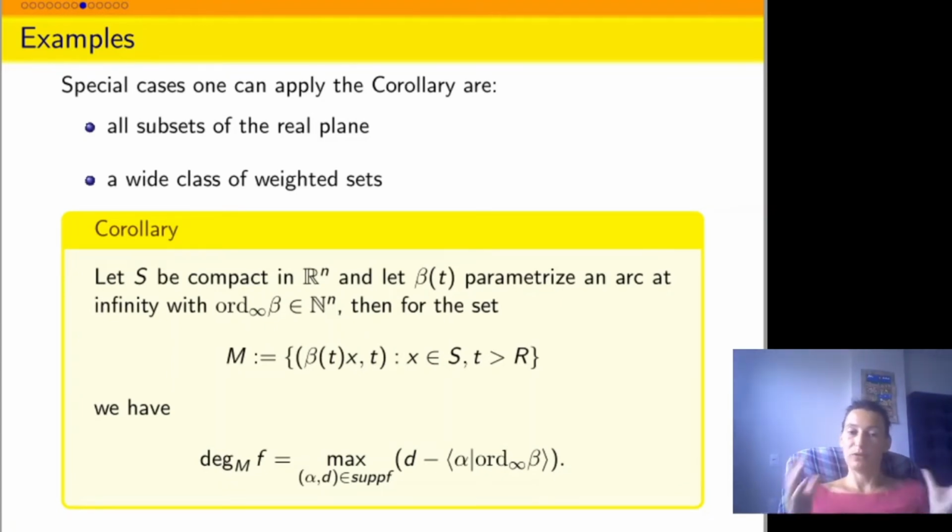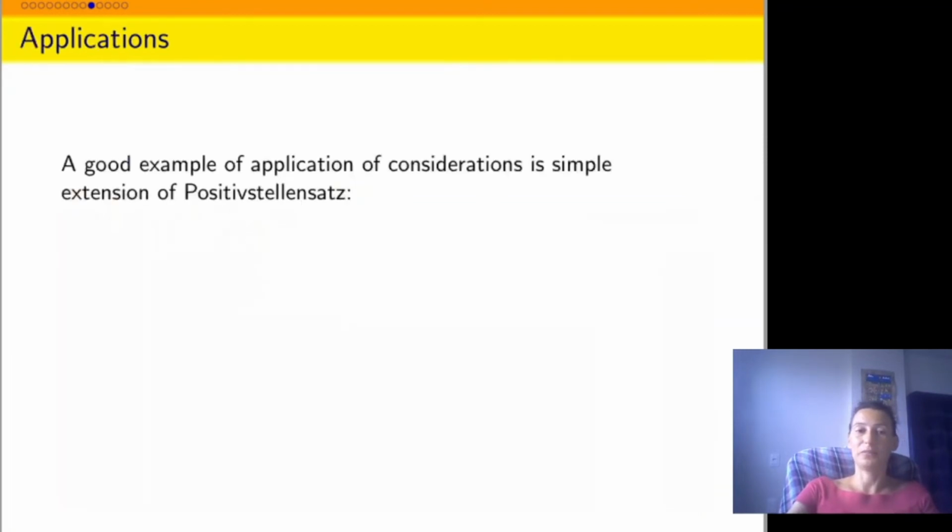So, in fact, with this more general set, we have that the degree of f with respect to the set is equal to the maximum over these inequalities where alpha belongs to the support of f. And we just take the scalar product of alphas with the integer point given by the orders at infinity of all the coordinates of beta. Well, this is exactly what this order at infinity of beta is, an n vector.